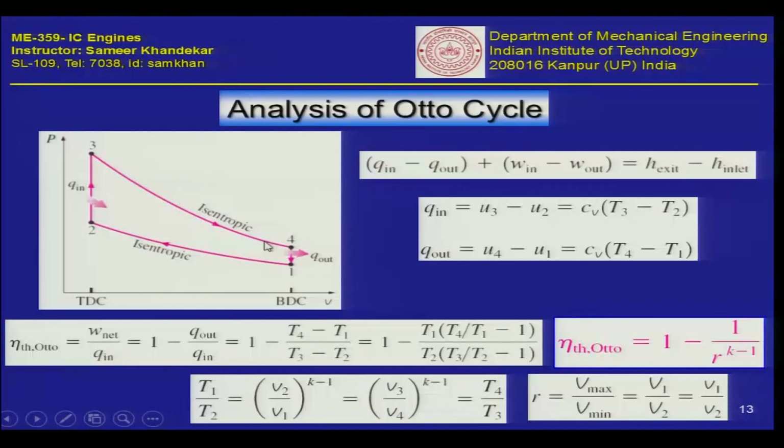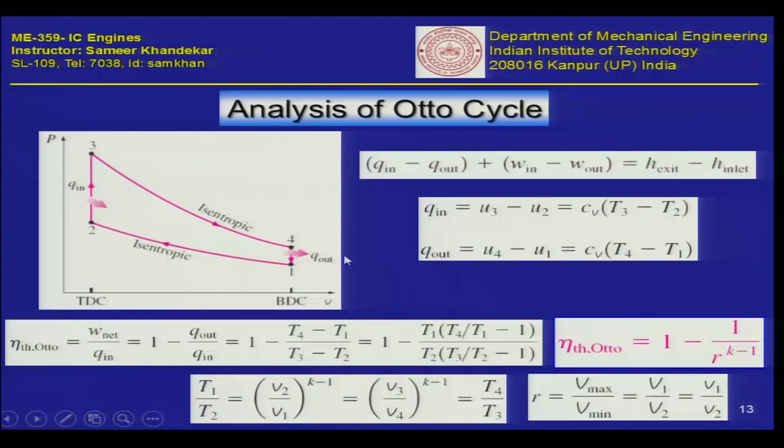So if you apply the first law of thermodynamics, you have the total Q in minus Q out, which is the net heat interaction on the cycle, and the W in minus W out is the net work done, or work interaction, on the cycle. So the addition of these two must be equal to the net internal energy, or in this case the enthalpy, if you assume it to be a flow process, then the enthalpy of the system.